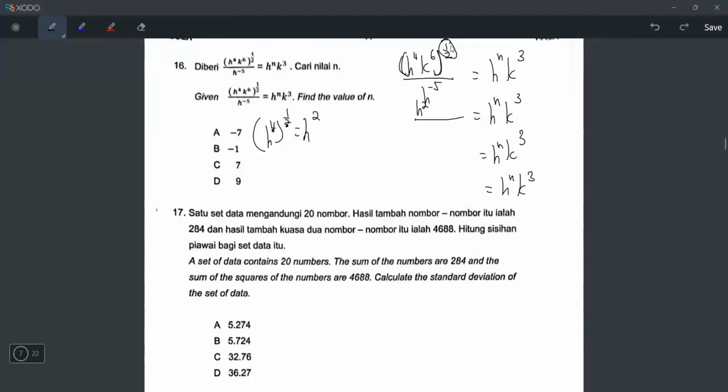Let's go again. k power 6 power 1 over 2, it means like this. Then you also have to times. So it'll be 6 times 1 over 2, 6 divided by 2 is 3. So here will be left with k power 3. And then below is still h power negative 5.